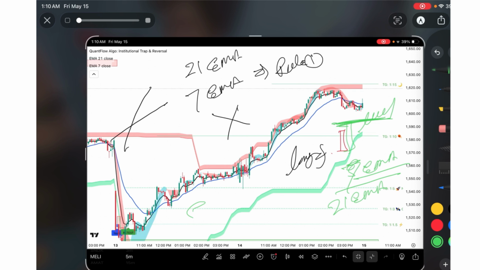The opposite applies for short trades. We need to wait for a green candle. As soon as the low of the green candle is broken, we have to take a short position. It might seem like the price will go above the 21 EMA or the 7 EMA, it depends on you. And the minimum target is 1 to 1.5.